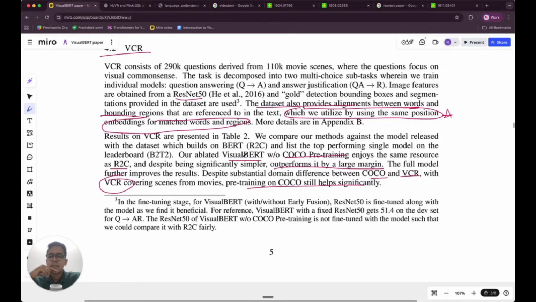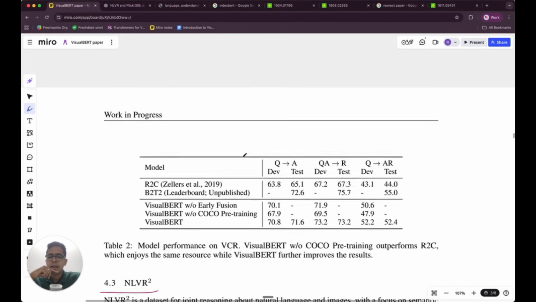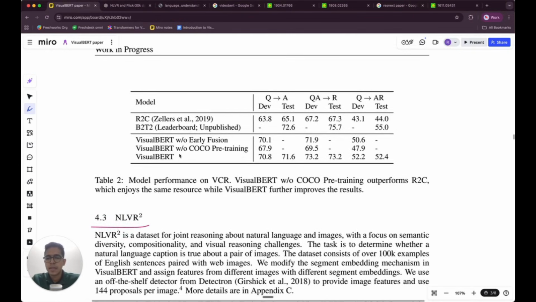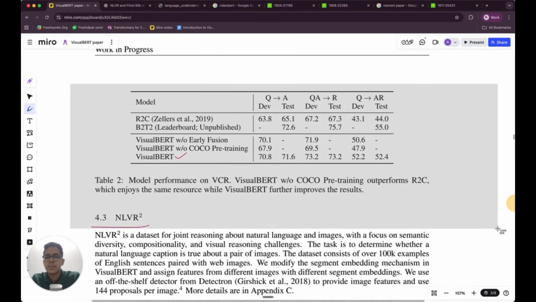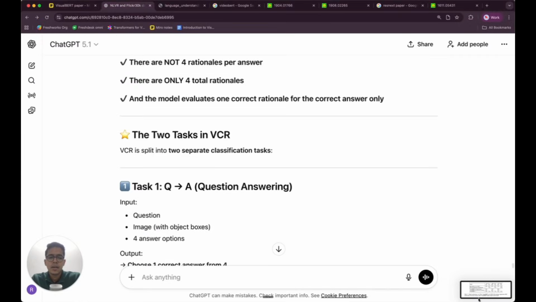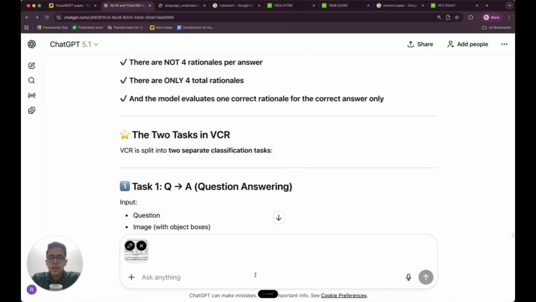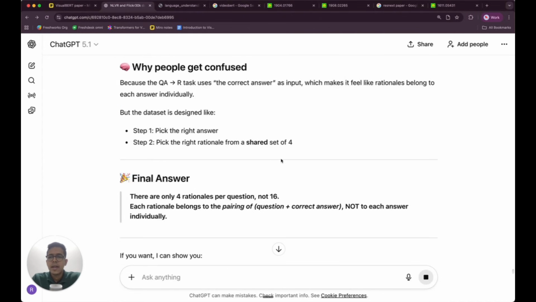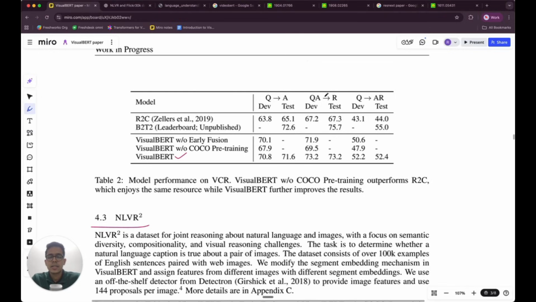So that is the visual VCR dataset. Let's just look at the results. This is VisualBERT without COCO pre-training, and this is VisualBERT with COCO pre-training. If you look at the QA task, the question answering task, what are these 3 tasks mentioned in the table in 3 columns? My understanding is this is question answering, question to answer, and then answer to reasoning.